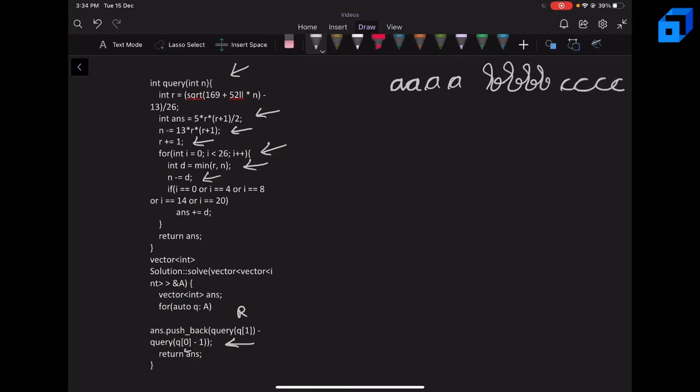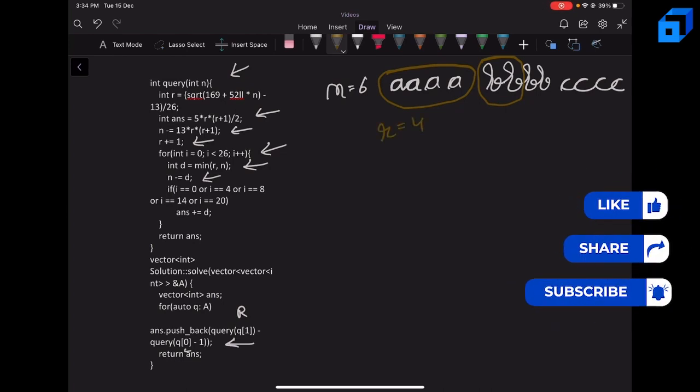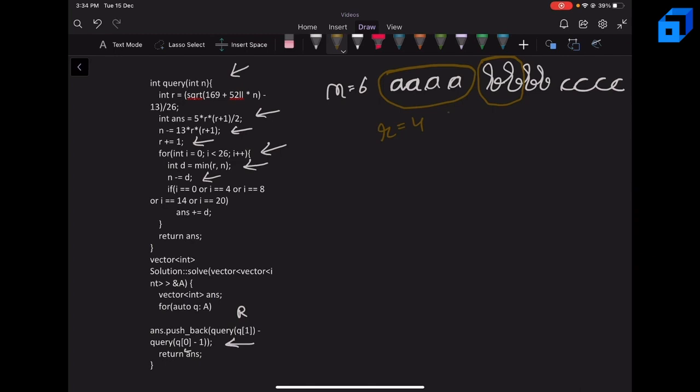So for example, if r was 4 and we can take 6 characters, we will be able to take these 4 characters completely and we can only take 2 Bs. So if you use this logic here, r is 4. Now we take d as minimum of r, n. So here we will take 4 characters. Now we subtract 4 from n, so we set n as 2. Now we take minimum of 2, 4, that is 2. So we take 2 characters only because we cannot take more than 2. So if i is equal to 0, 4, 8, 14 or 20, that means it is a vowel. We'll increment our answer by d and finally we will return answer.